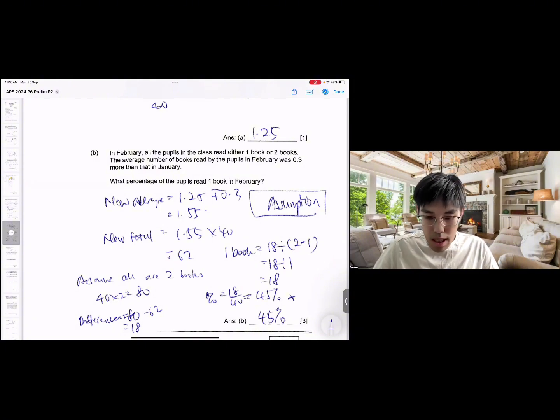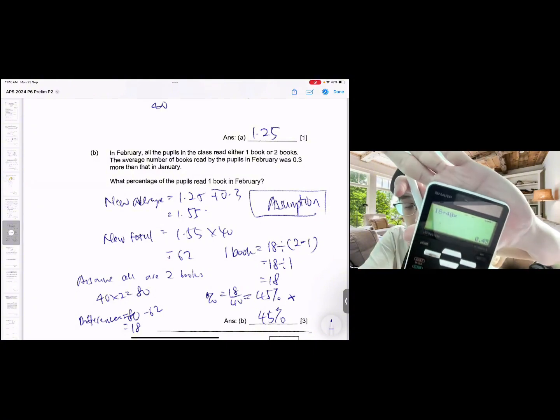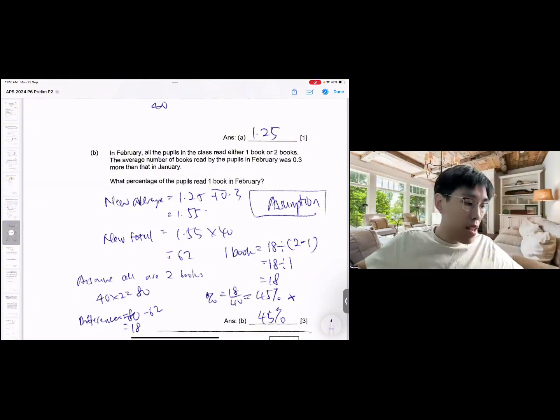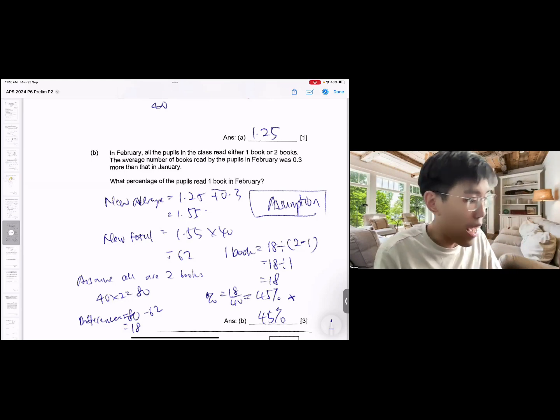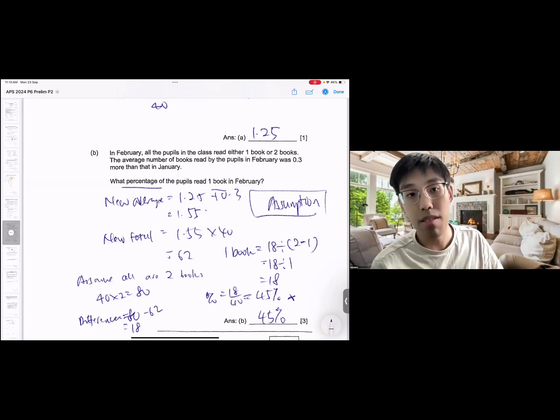Okay, this one also same thing. Don't need to think too much. If you can mental calculate, good for you. If you cannot mental calculate, it's okay. Press calculator, get your answer. You will still get it. Okay? So this is 45%. They ask for percent, not decimal, not fraction. Okay?